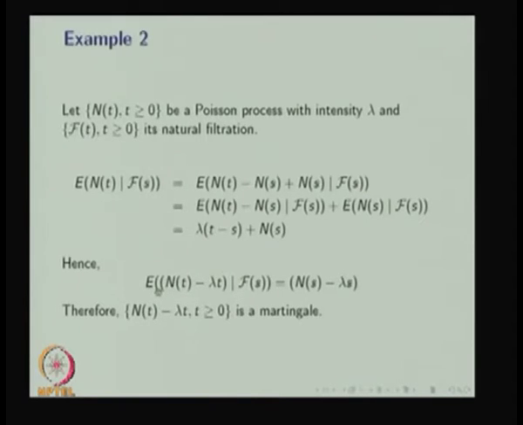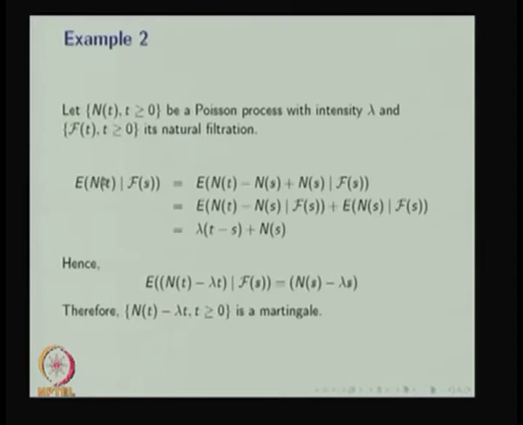If you see, this is the expectation of N(t) minus lambda s given F(s), that is the same expression. Therefore, as such, the expectation of N(t) given F(s) is not N(s). It has some positive value. t minus s is always greater than 0. Therefore, lambda times (t minus s) will be greater than 0. Therefore, this conditional expectation is always greater than or equal to N(s).